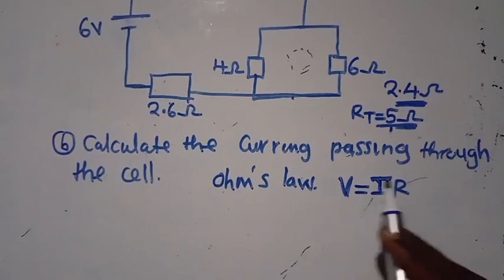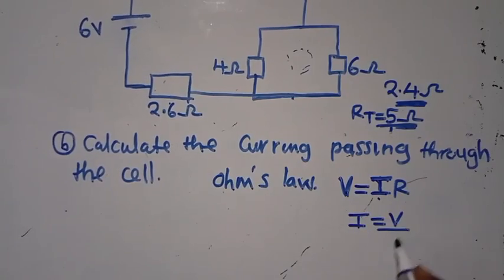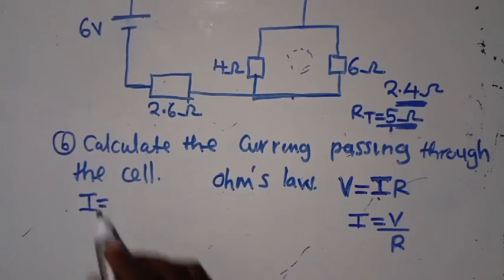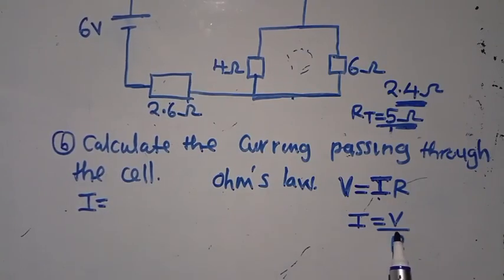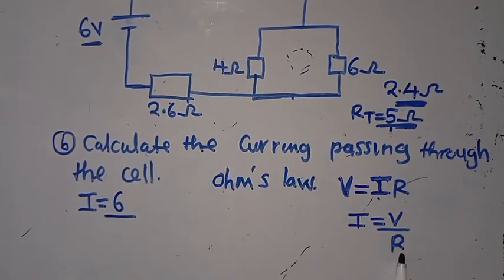So now we want to find current. We make I the subject of the formula, meaning that current is equal to voltage over resistance. This is the formula that we are going to use. The voltage that we are given is 6. So we say 6 over the total resistance. This is the total resistance in the circuit.